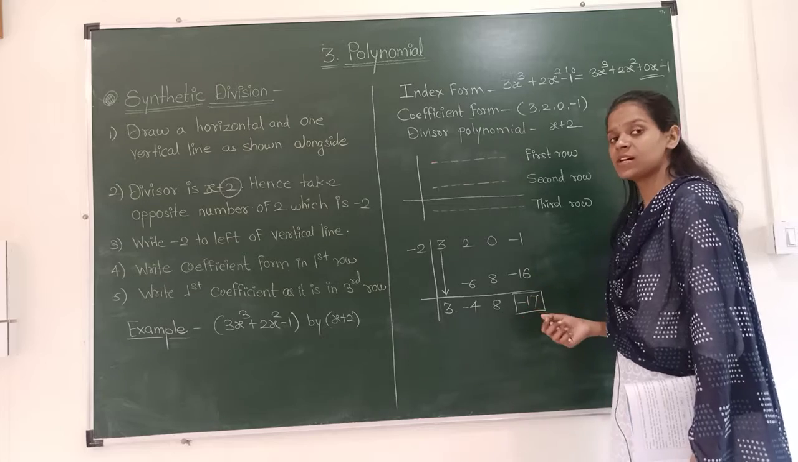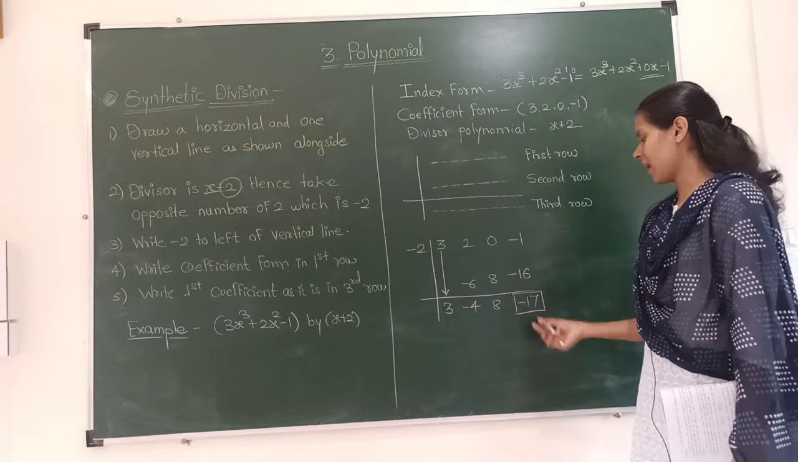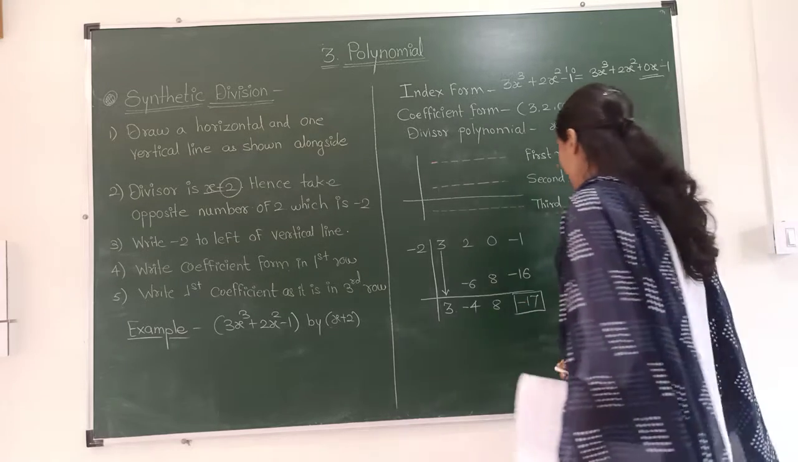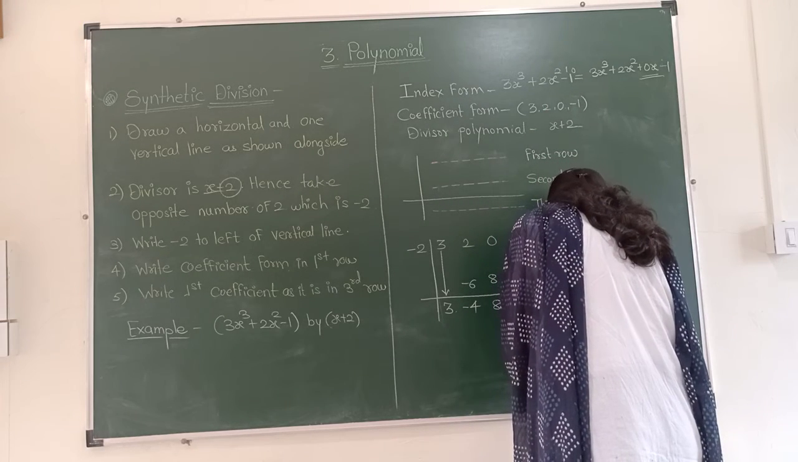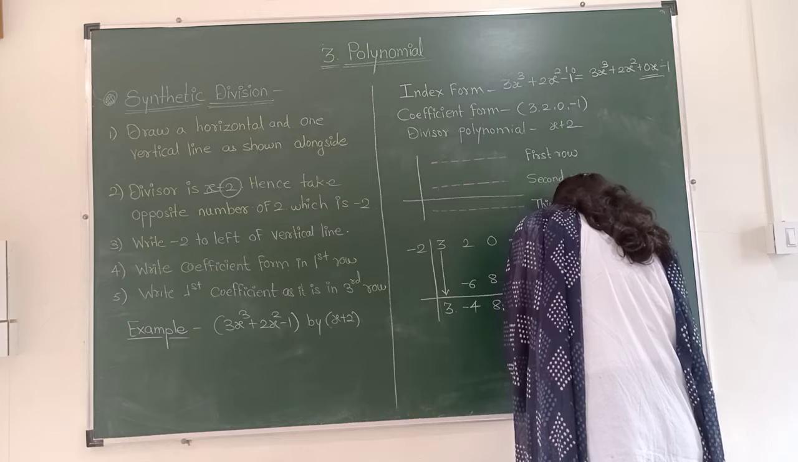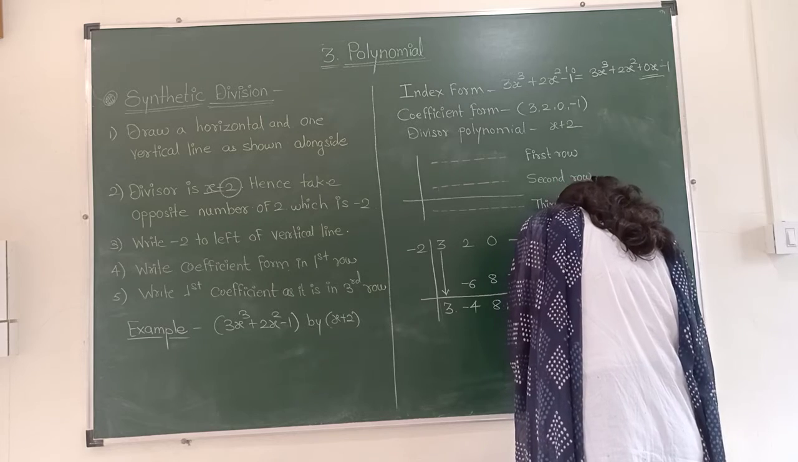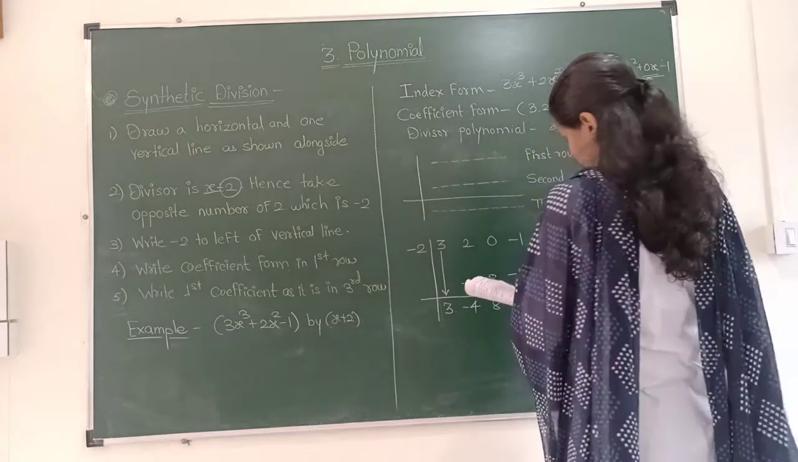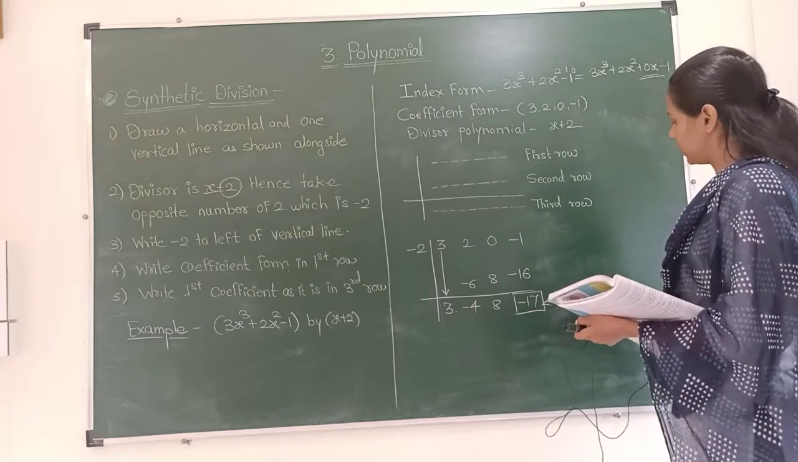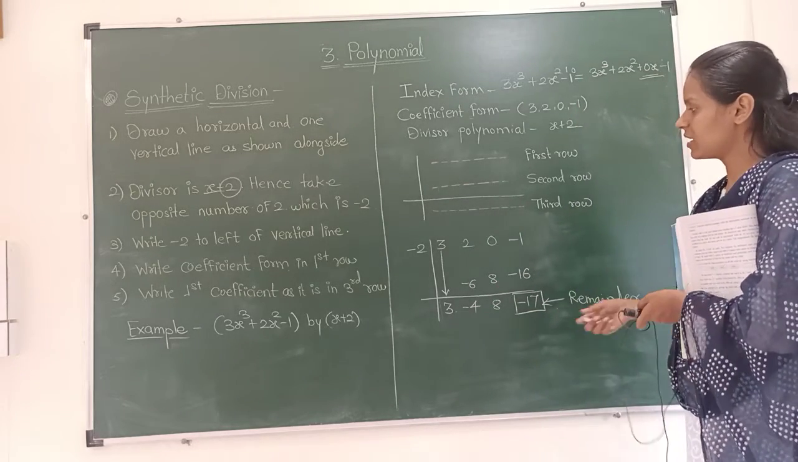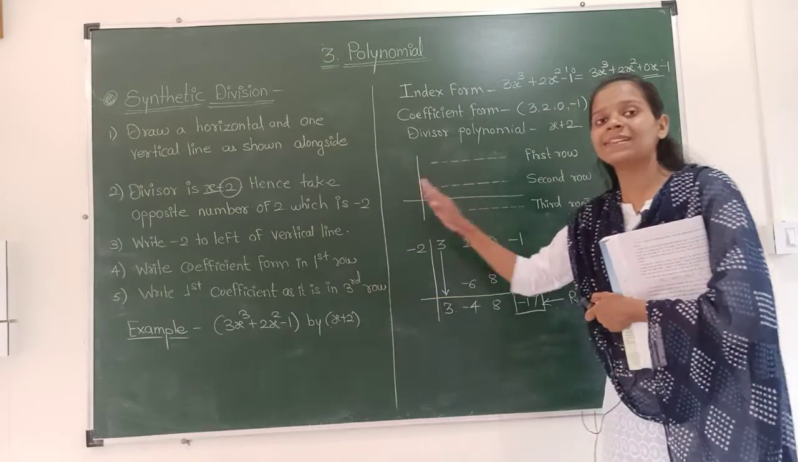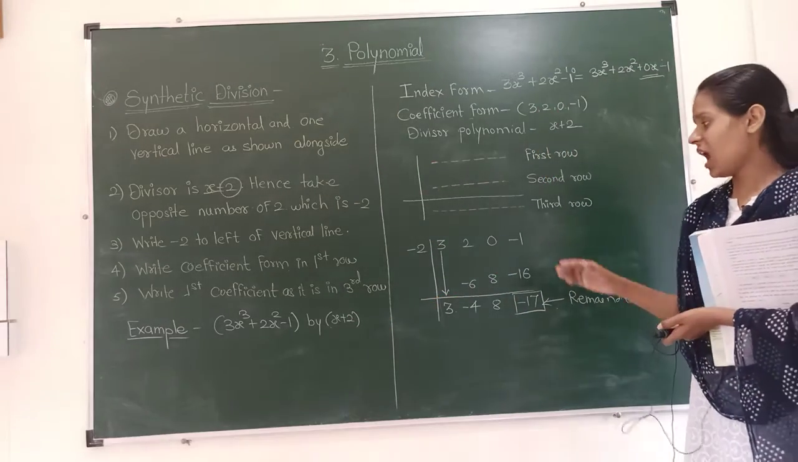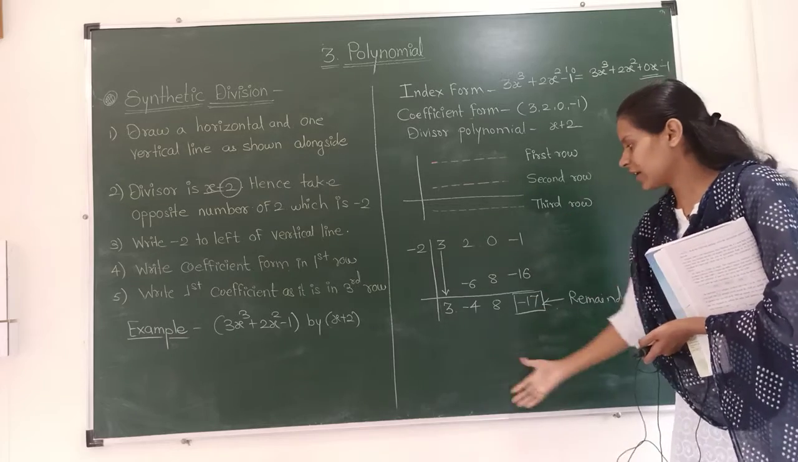Minus minus becomes plus, and sign of the bigger number. So minus 17. Minus 17 is the remainder. Okay, so minus 17 is what? Minus 17 is the remainder. This is how we have solved this polynomial by the synthetic method of division. Are you getting how we solved it? We will complete the answer.